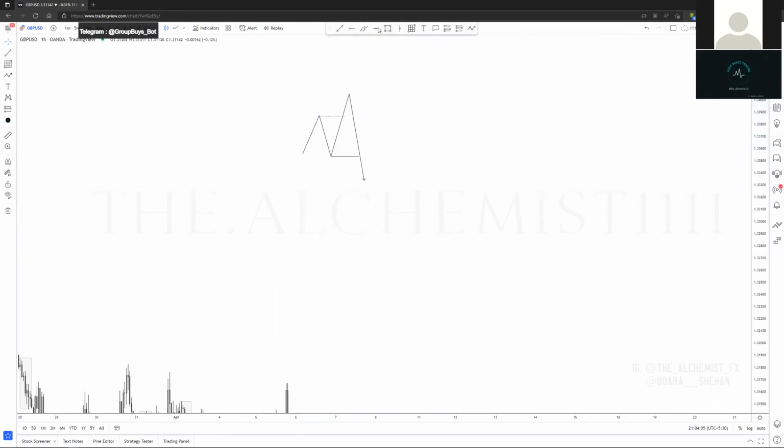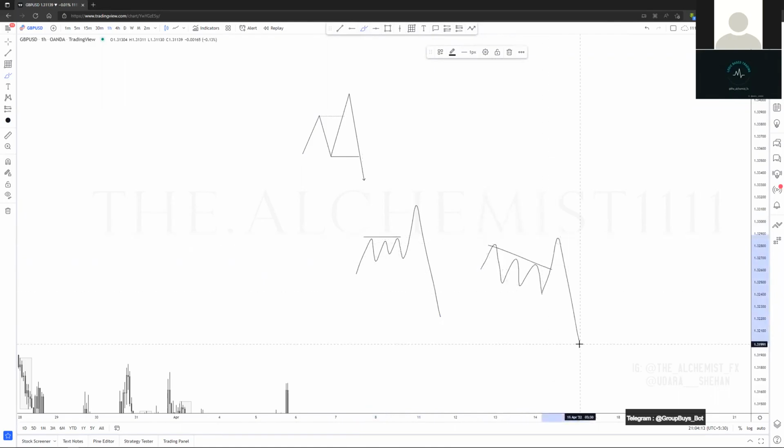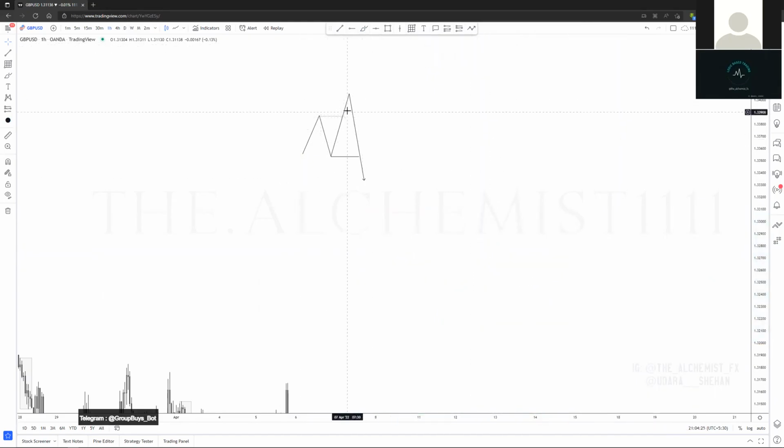Also, when I say liquidity has to get taken out, it doesn't have to be equal highs all the time, or a trend line all the time. Just one single swing high or low is still liquidity. Do you know the three candle formation for a swing high and a swing low? Yes, I do.